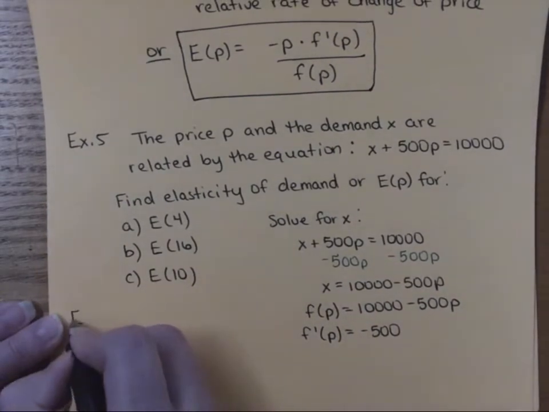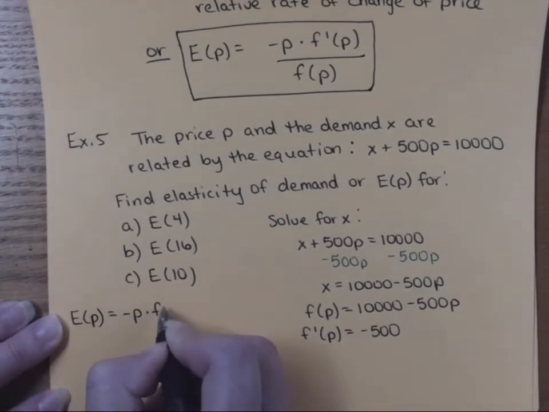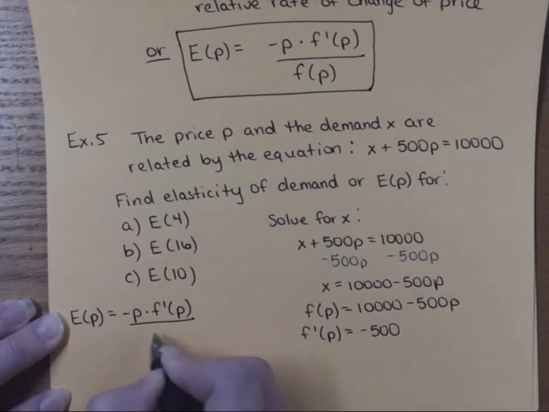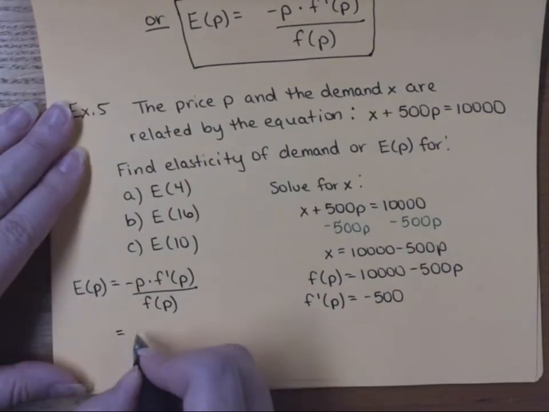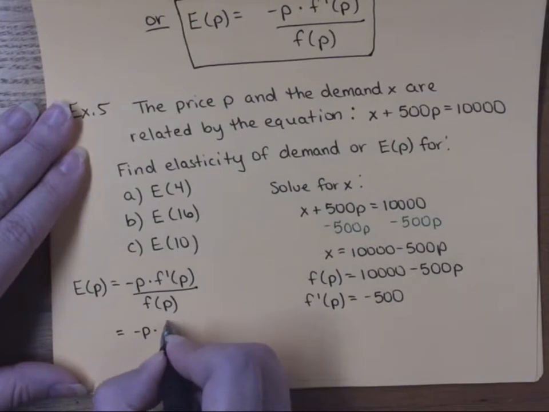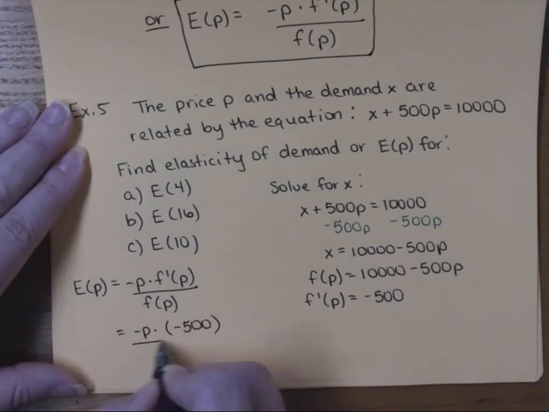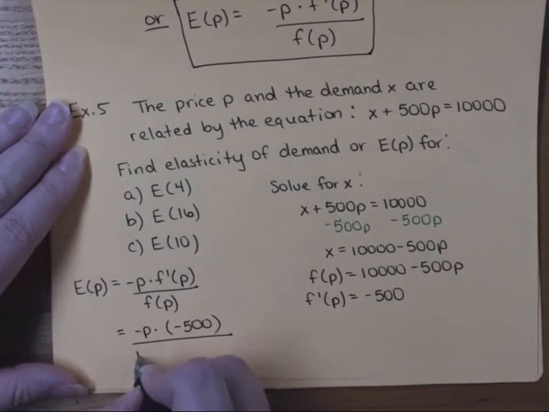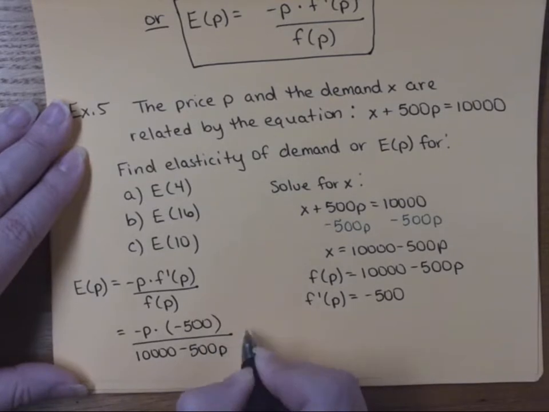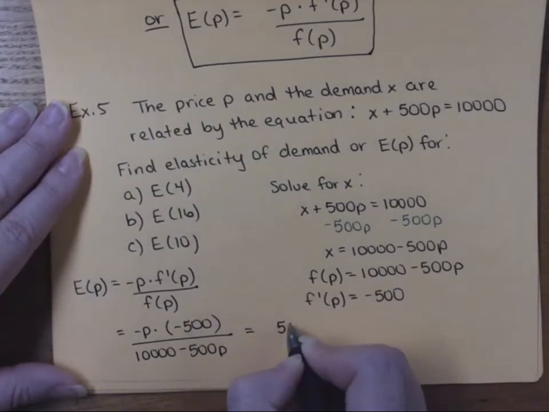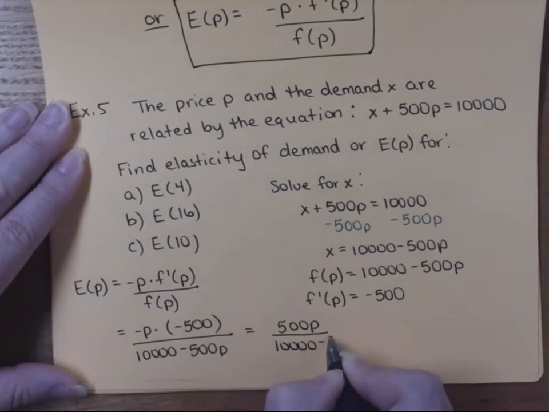So let's come up with our elasticity of demand equation, and then we'll plug in the numbers when we're finished. So this is the formula we use. Okay, so now let's just plug it in. So we're going to get negative p times what we got for the derivative, which in this case was just negative 500, and then over the original function, which was 10,000 minus 500p. So if we clean that up just a little bit, we'll have 500p over 10,000 minus 500p.